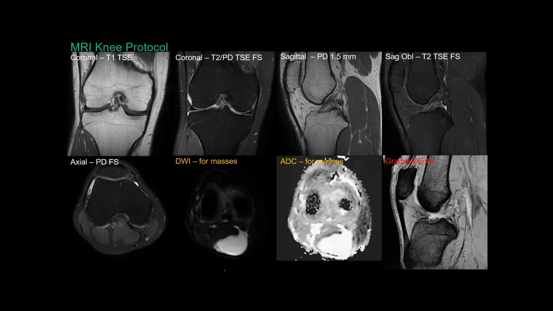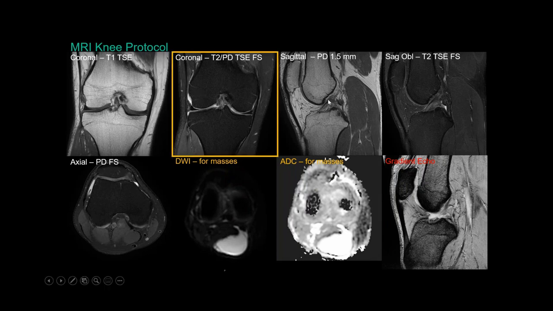Okay, so these are the routine sequences that are done in my department. We do a coronal T1, coronal T2 or PD, which is my favorite. Actually, that's all you need. We do a sagittal and sagittal oblique and axial. And we'll also do DWI or ADC for masses. And I've had experience with gradient echo, but since I'm so used to looking at PD sequences, I more or less stopped doing gradient echoes.